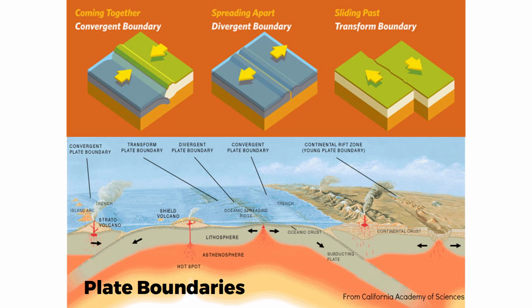There are three basic plate boundary types. Convergent plate boundaries are where plates move toward each other. Divergent boundaries are where the plates move away from each other, and at transform boundaries, the plates slide along horizontally. Let's look at each of these.